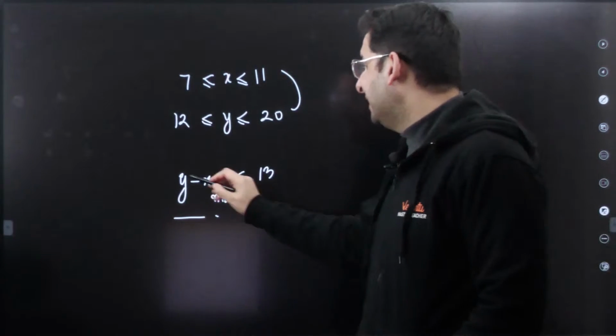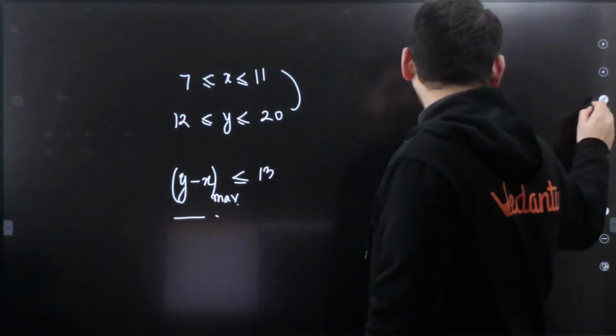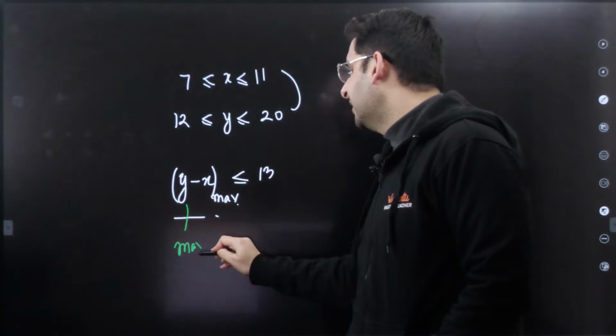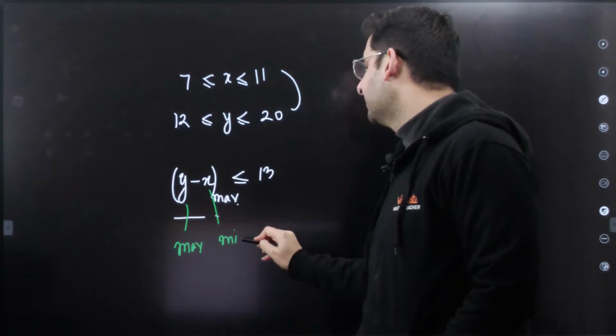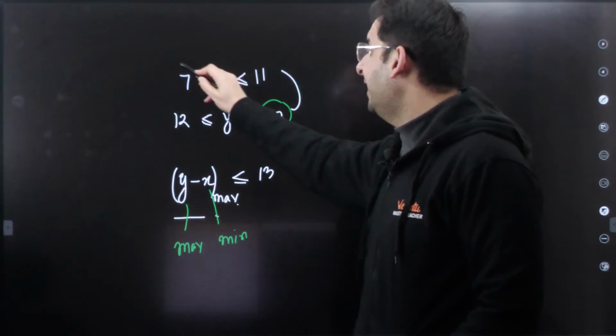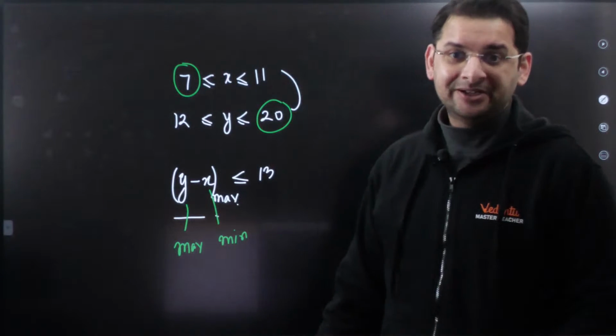See, y minus x maximum कब होगा? When y is maximum and x is minimum. जो सब्ट्रैक्ट करें वो मिनिमम है. तो y maximum is 20 and x minimum is 7.